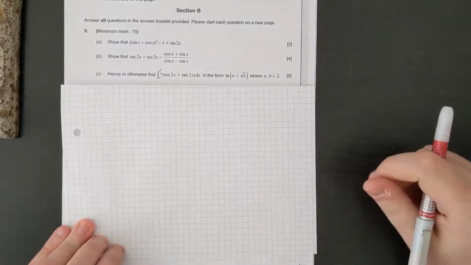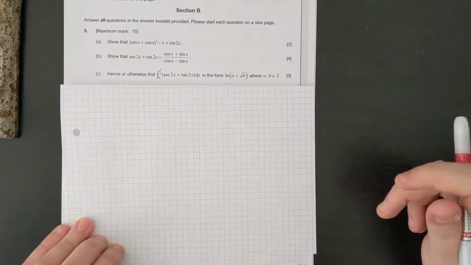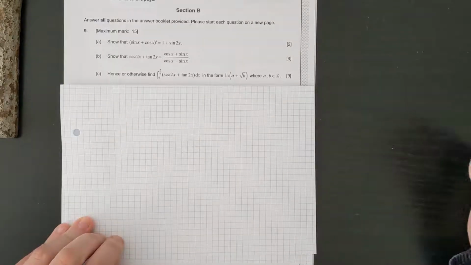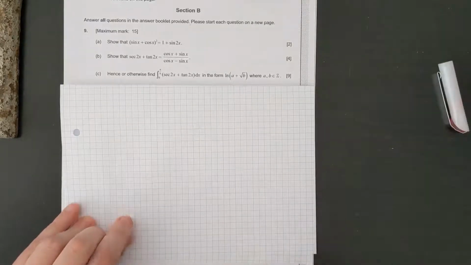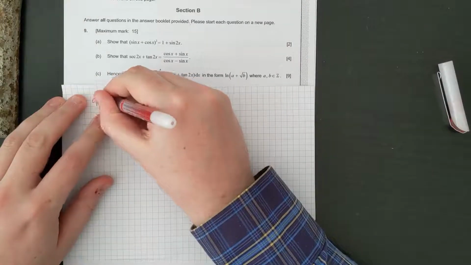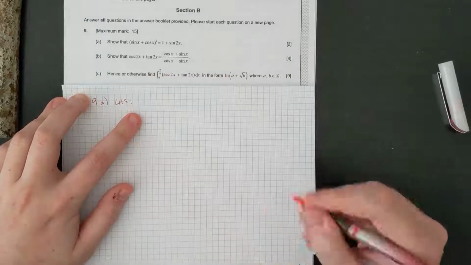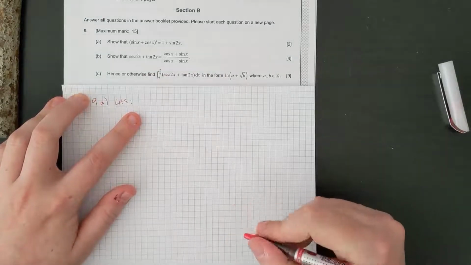And so question 9, worth 15 marks, so much more involved. Part A, show that (sin x + cos x)² is equal to 1 + sin 2x. So I'm going to start on my left-hand side. I think it's going to be easier to expand those brackets. And because it's a show that question, I'm going to take this nice and slowly.